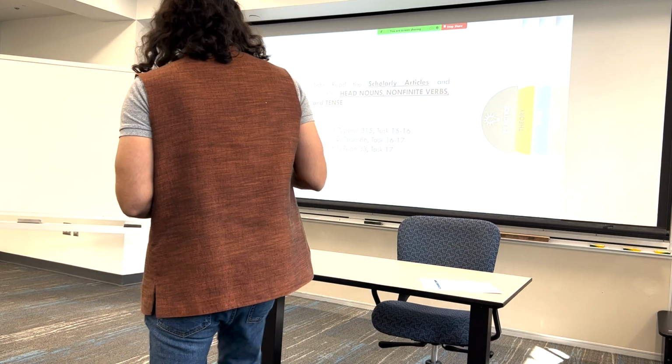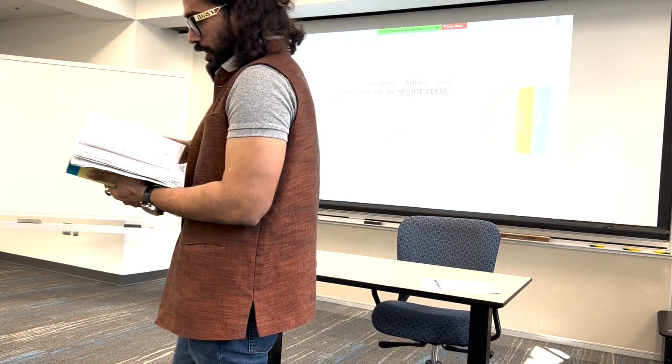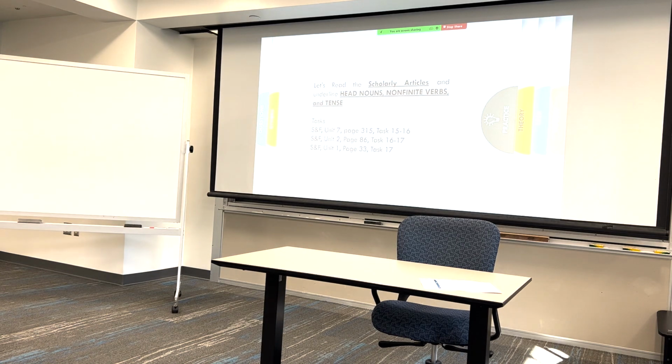Page 315, let's start with the first one. It's an easy one. We have to choose here, based on the head nouns, just choose the verb. They have given you options like was or were, so you have to choose between singular or plural.